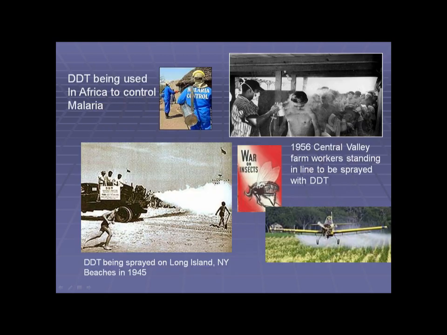So there are some pictures relating to this. Here is DDT being used in Africa to control malaria, and in this picture DDT being sprayed on Long Island in 1945, and here you can also see the Central Valley farm workers standing in line to be sprayed with DDT.